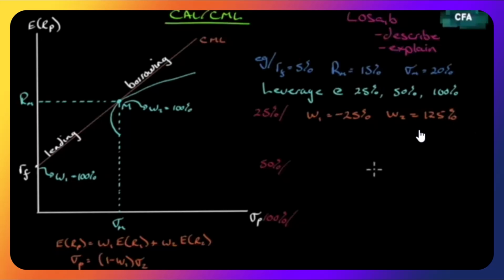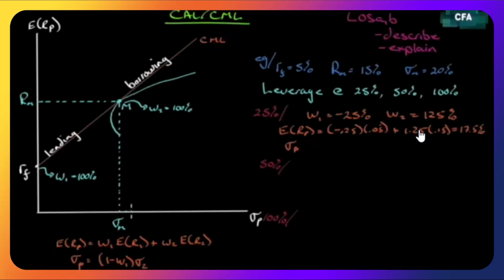So let's see if we can't solve this. We just figured out our expected return. Our expected return on the portfolio will equal negative 0.25 times 0.05 plus 1.25 times 0.15 equals 17.5%. The market portfolio returns 15%. We've used leverage. We're getting up to 17.5%. What happens to our standard deviation? Standard deviation of the portfolio.